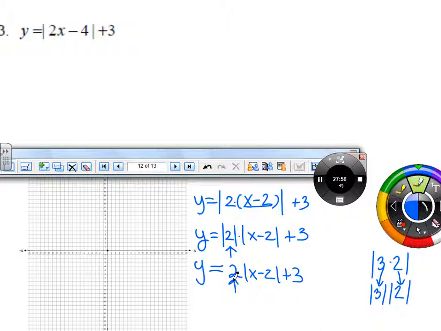So we have our a, our h, and our k. Is our h value positive 2 or negative 2? Positive 2. So your vertex should be at positive 2, positive 3. Okay. And what should the slope of my lines be? 2. Should they go upward or downward from this point? Upward. So if I go up 2 over 1, I can see the line going this way.